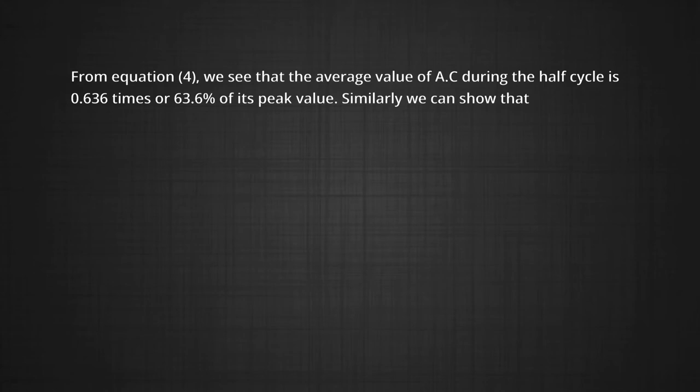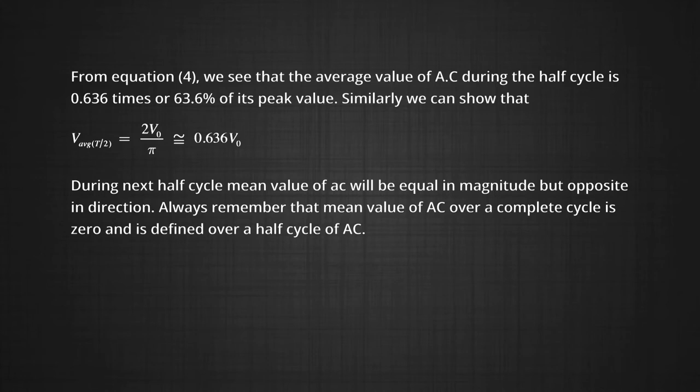Similarly, we can show that the average voltage, V average, for the half cycle is equal to 2 V naught divided by pi or 0.636 V naught. During the next half cycle, the mean value of AC will be equal in magnitude but opposite in direction. So, always remember that the mean value of AC over one complete cycle is 0, and it is defined over a half cycle of AC.